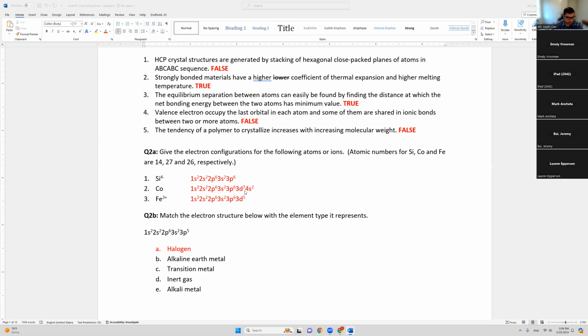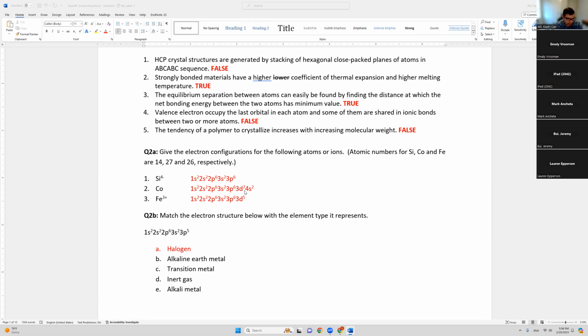This is for 26 electrons, but we are missing 3 electrons. Those 3 electrons will go from the 4s shell first. We are going to lose those 2 electrons from 4s2 and 1 extra electron from 3d6. So we will end up with 3s2, 3p6, and 3d5.